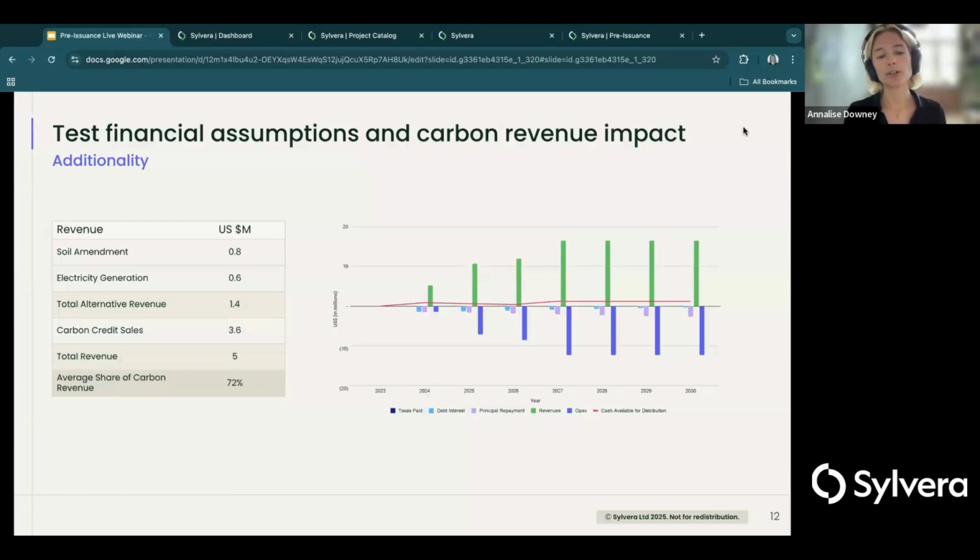So you want to be able to understand if those assumptions about the revenue are reasonable, how they relate to the total carbon revenue of the project, and what the sensitivities of the individual assumptions are relative to the ultimate output, or thinking about the financial additionality, or the revenue impact that the incentive of carbon provides.